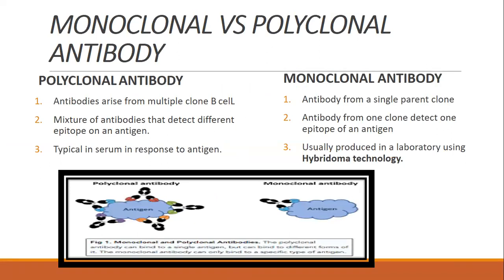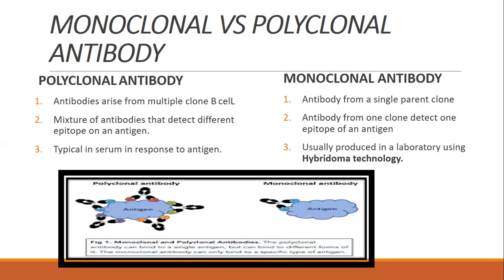The difference between, we have heard about the monoclonal versus polyclonal antibody. We have heard there are polyclonal antibody, there are monoclonal antibody. So what is the difference between both of them? So polyclonal antibodies are the antibodies which arise from multiple clone B cells. Like different kinds of B cells are producing different kinds of antibodies, and those antibodies are not specific for a specific kind of antigen. They are specific for many kinds of antigens. But in case of monoclonal antibody, they are the antibody from a single parent clone.